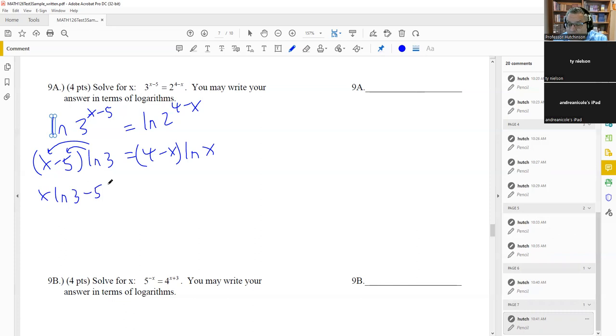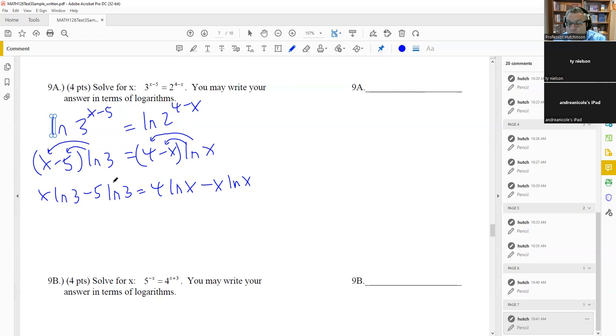On the other side, we'll do the same thing. We'll multiply both of these by ln x. You get 4 ln x minus x ln x. Notice that these are staying on the outside. You're not allowed to multiply inside the ln.